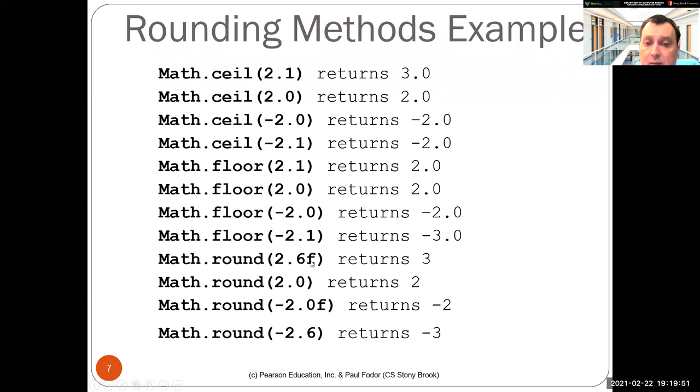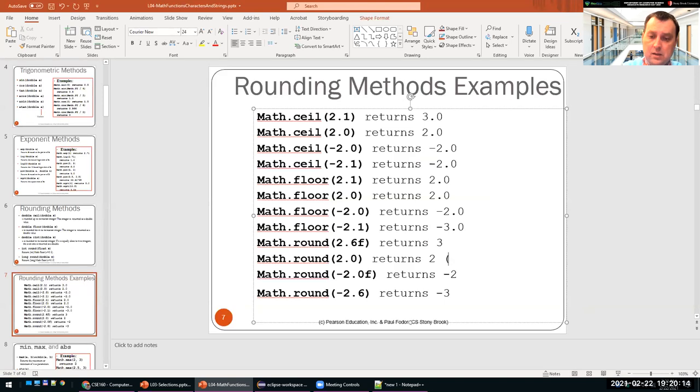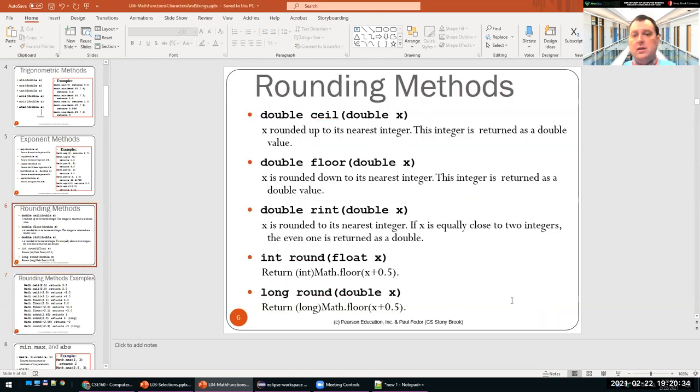Math.round of 2.6 as a float is the integer 3. Math.round of 2.0 is 2. Math.round of minus 2.0 as a float is minus 2. And Math.round of minus 2.6 returns minus 3. One thing to notice about these two methods is that these are longs, because basically we invoke them for doubles. Therefore, the result is a long. That was something that we basically saw before. So the result for these two cases are longs, because the rounding returns a long as the result, okay?